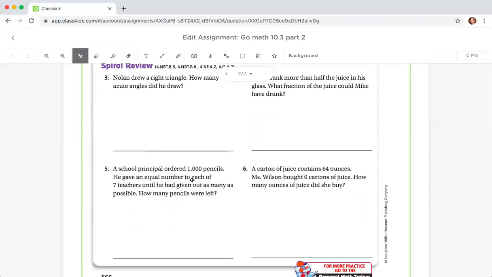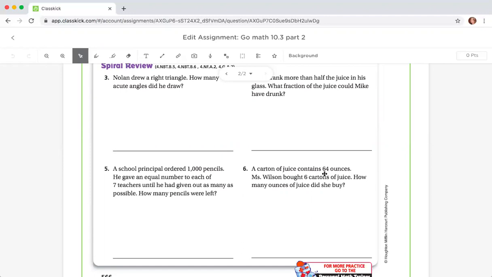A school principal ordered 1,000 pencils. He gave an equal number to each of 7 teachers until he had given out as many as possible. How many pencils were left? 7 does not go into 1,000 equally. But when you do the division, 7 into 1,000 or 1,000 divided by 7, you have a remainder. They're asking you what that remainder is, how many pencils were left.